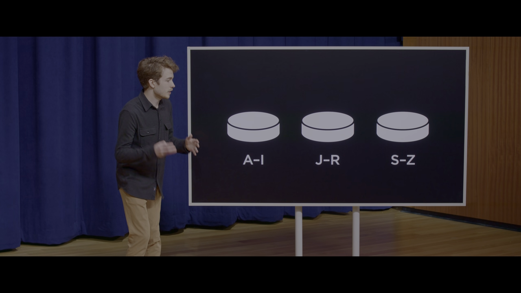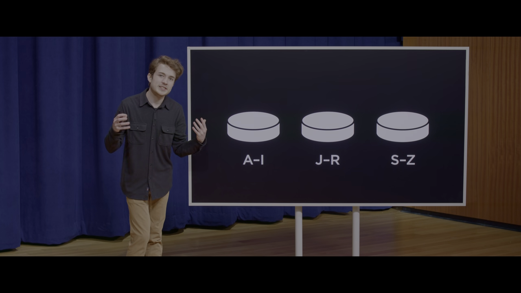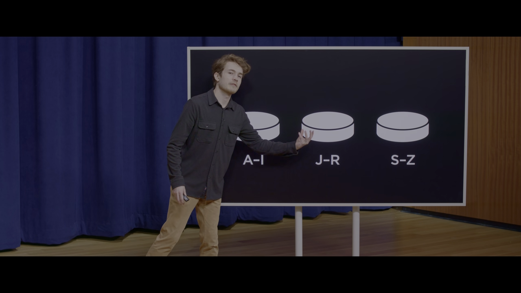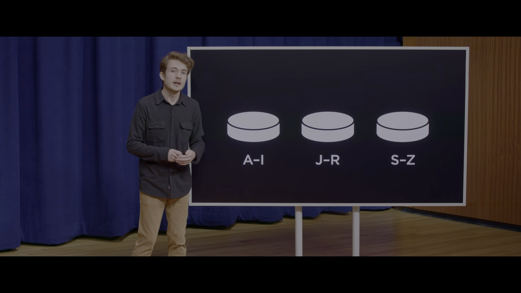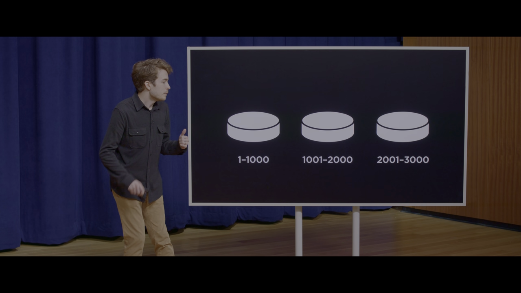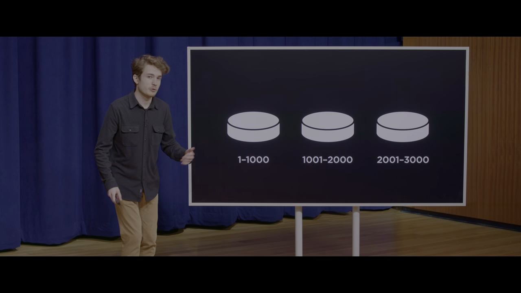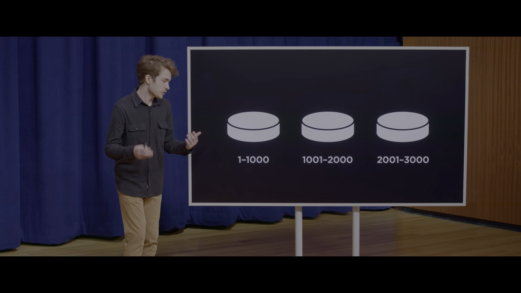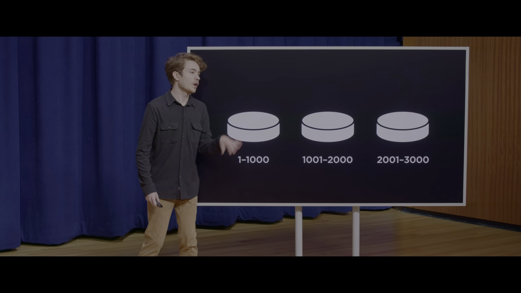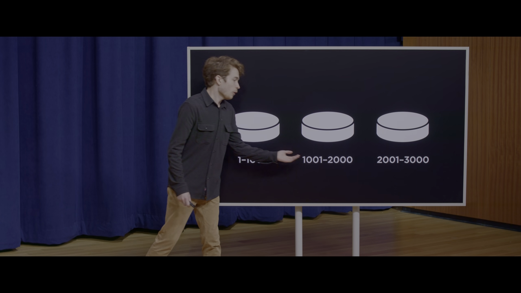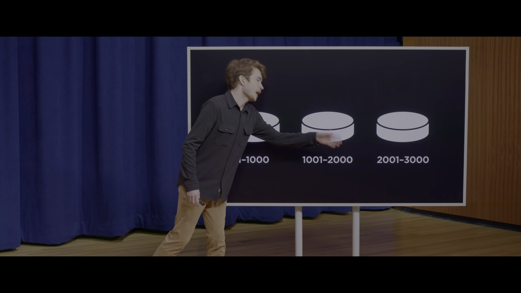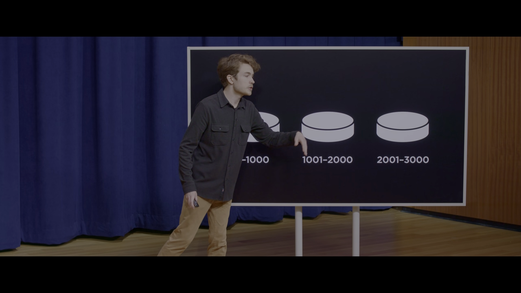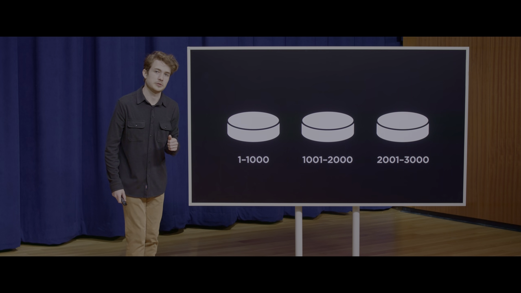And this is helpful because if I had a really large data set, it now is smaller on every individual database server. You could also organize your data by, let's say, primary key. Maybe you have 3,000 rows or 3,000 records, and the first 1 through 1,000, those go on this first server. The second 1,001 to 2,000 inclusive, those go on this second server. And 2,001 to 3,000, also inclusive, those go on that third server.